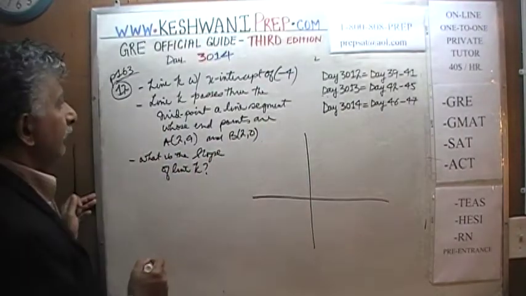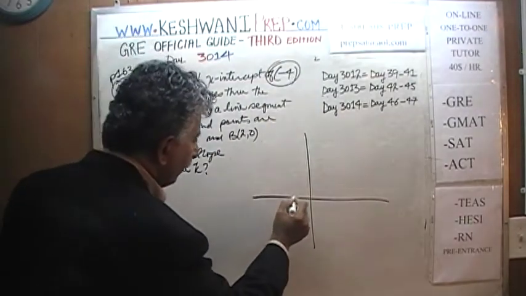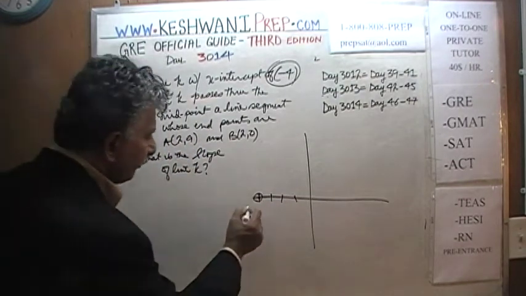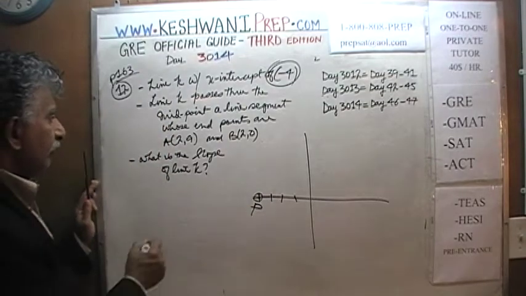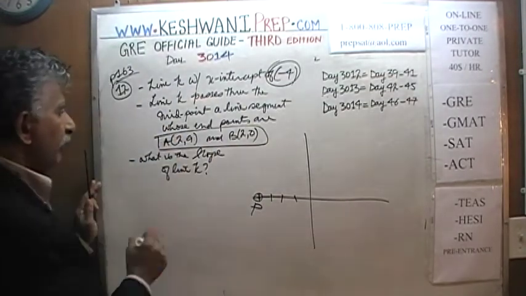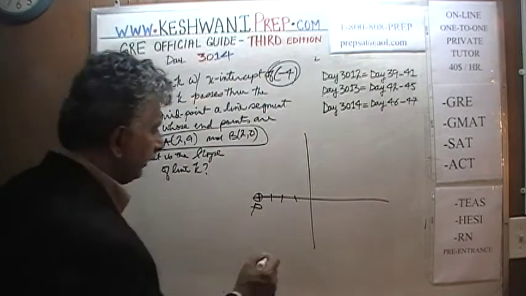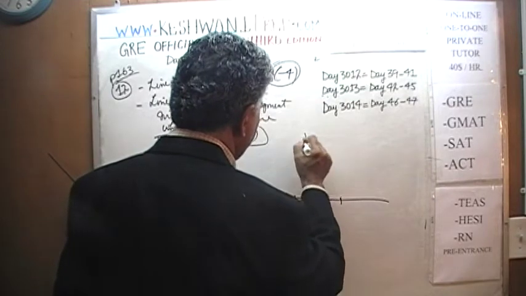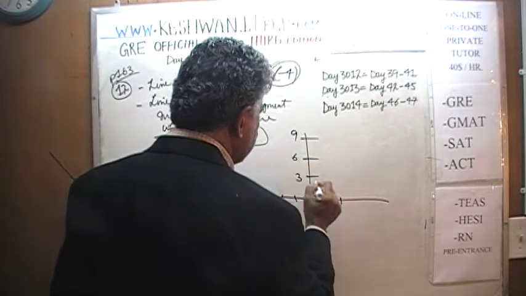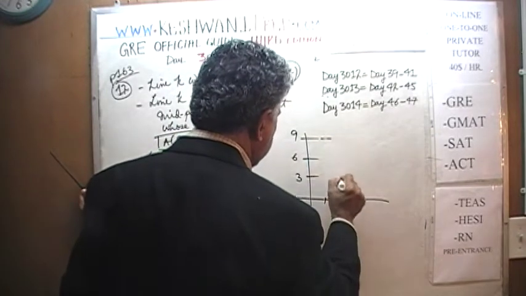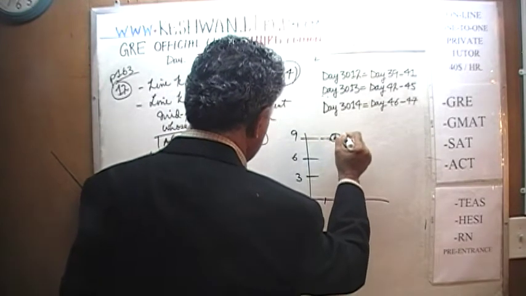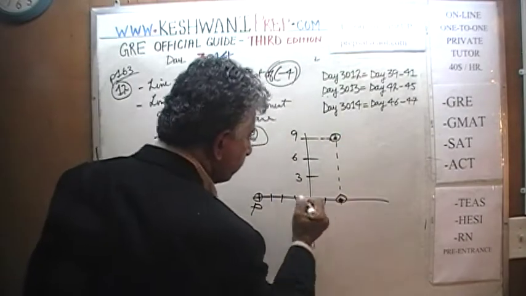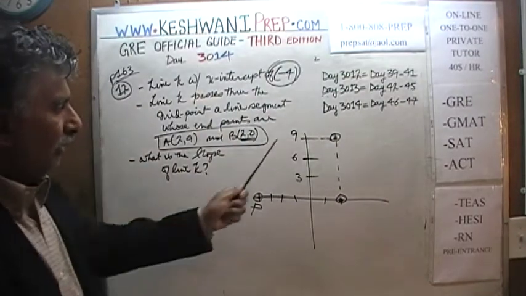So, first, the fact that the x-intercept is negative 4. 1, 2, 3, 4, right here at negative 4. That's the x-intercept. It goes through this point, let's call it point P. It also goes through the midpoint of a line segment whose endpoints are (2, 9) and (2, 0). Let's plot them. (2, 9), there we go, and (2, 0) is right here. Those are the endpoints of the line segment.